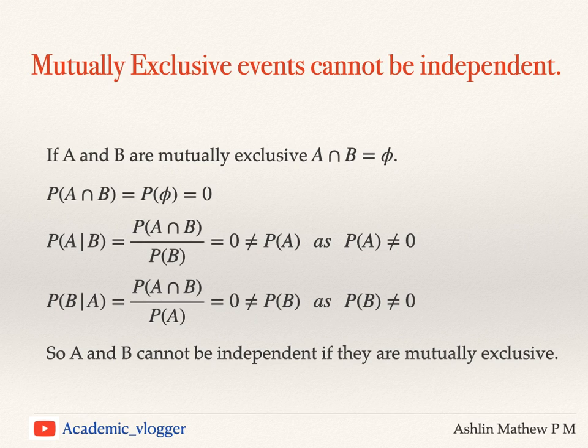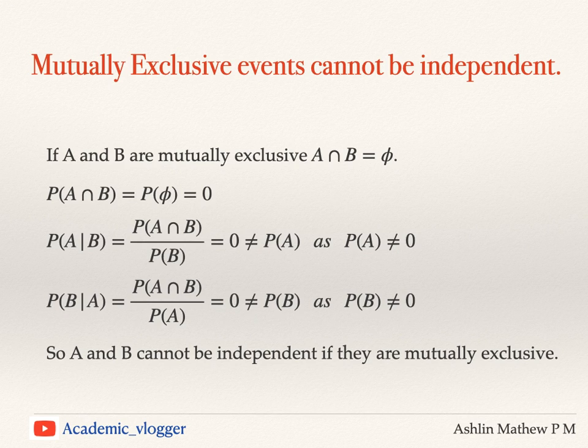So if A and B are mutually exclusive, we can say A intersection B is a null set, because it won't happen simultaneously. So probability of A intersection B is equal to probability of phi, which is equal to 0. Now, probability of A given B can be written as probability of A intersection B divided by probability of B, using the multiplication theorem of probability. Since the numerator probability of A intersection B is equal to 0, probability of A given B will be 0. Similarly, probability of B given A will also be 0.